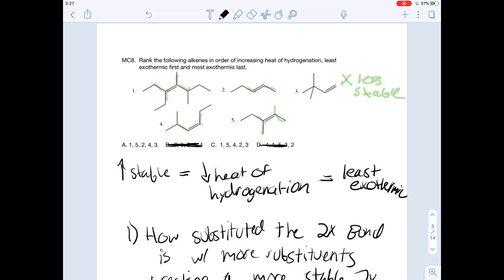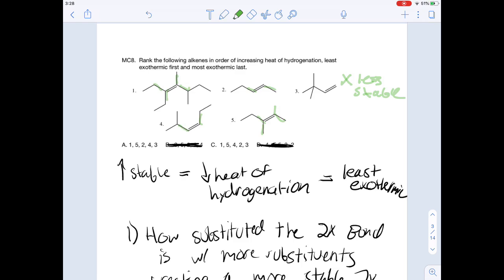So you could eliminate any of the answer choices that don't have 1 as the first one. And then after that, 5 had 3 carbons or carbon chains coming off of it. So that's going to be your next most stable. So that doesn't actually eliminate anything. Your least stable is going to be number 3 because it's terminal. So it only has 1 carbon or 1 carbon chain coming off of it, which is this one. And it has 3 H's coming off, which is not good. So 3 has to be at the end, and both A and C, 3 is at the end.